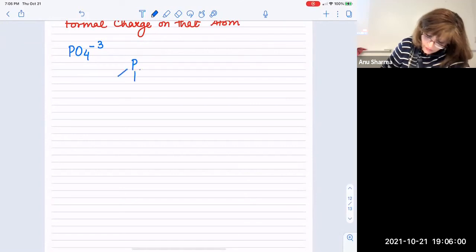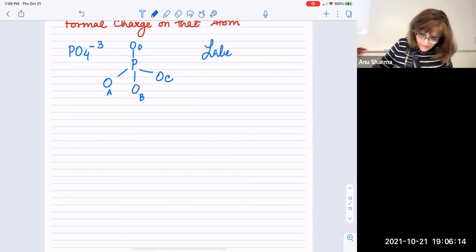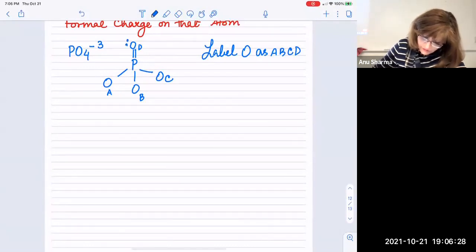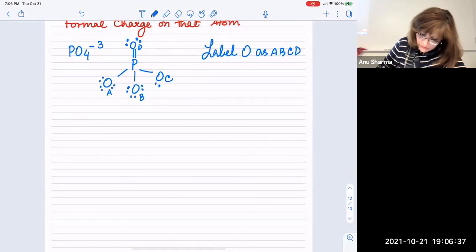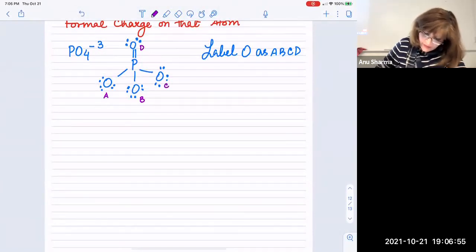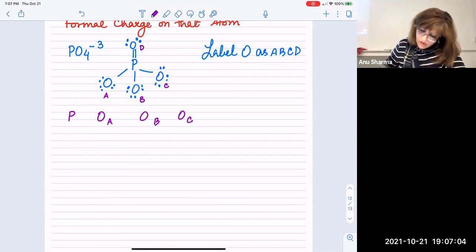Okay, now here is what you're going to do. P, you're going to label these oxygens: oxygen A, oxygen B, oxygen C, and this oxygen is D. Label the oxygens as A, B, C, and D. D is the double bond. And here 1, 2, 3, 4. This one is 1, 2, 3, 4, 5, 6, and the same for the others. Now let's label these with another color. So phosphorus, oxygen A, oxygen B, oxygen C, and oxygen D.